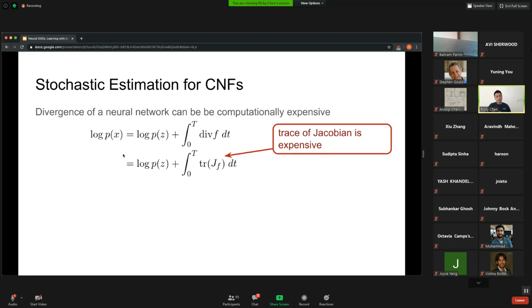So in practice, the divergence of a neural network, so we're parameterizing F as a neural network, isn't cheaply computable. The divergence is the trace of the Jacobian, trace being the sum of the diagonals, and the Jacobian is the matrix of first order derivatives.